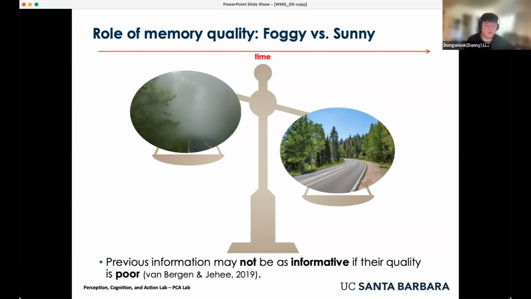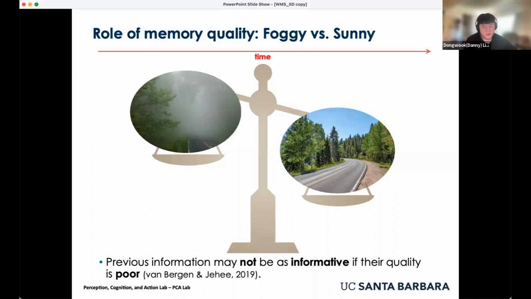As we emerge from the fog and regain clear sight, the information about the road curvature that we retained while in the fog may not be as useful or informative. This is especially true if our memory of the road curvature is poor. In such cases, we would rely less on the previously presented information and place more emphasis on the current visual cues provided by the clear weather condition.